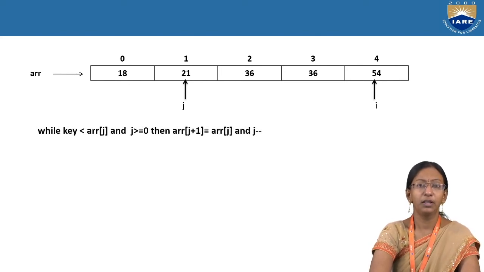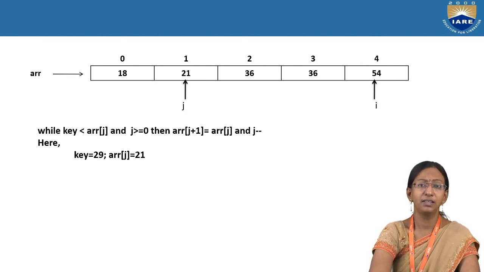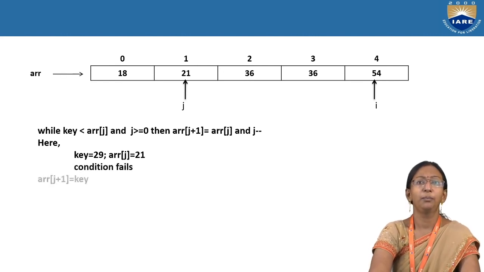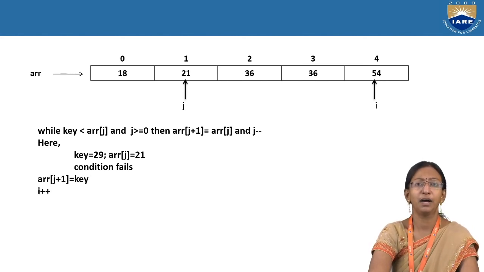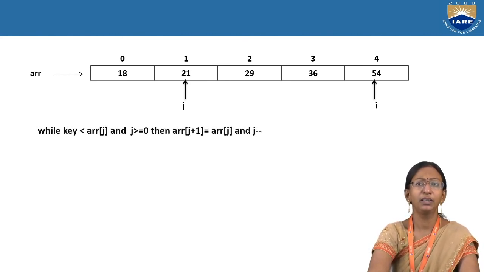The while loop again starts comparing. Key is still holding 29, whereas j is pointing to a value 21. Now, is 29 less than 21? Condition failed. If the condition fails, what we have to do? Place the value of key at the j plus 1 position. So, that's what I have done over here, right?